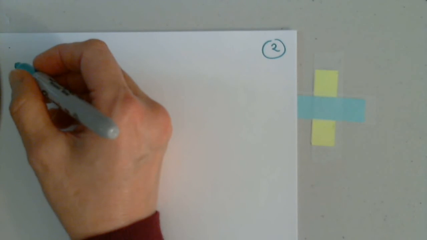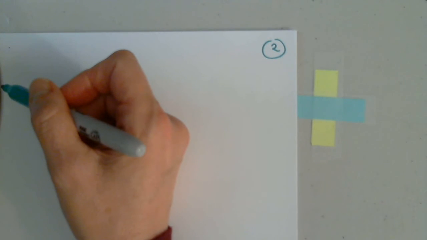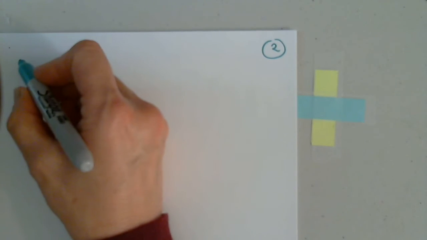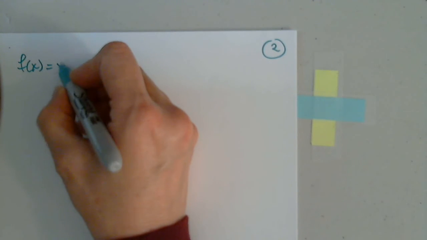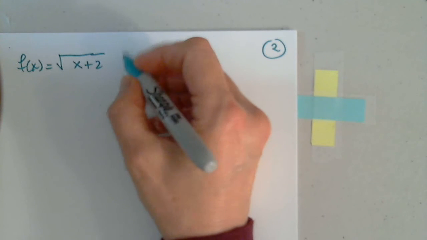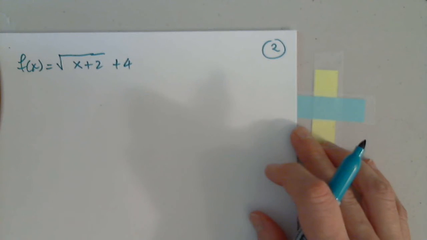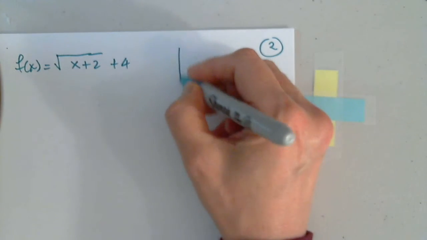So you are giving me 2 points then? I understand. Can you give them to me so I can start working on that? Oh, sure. Number 2 was f of x equals the square root of x plus 2, all inside the square root, plus 4. And we were asked to find the X and Y intercepts? Yes. Okay, so let's go back.